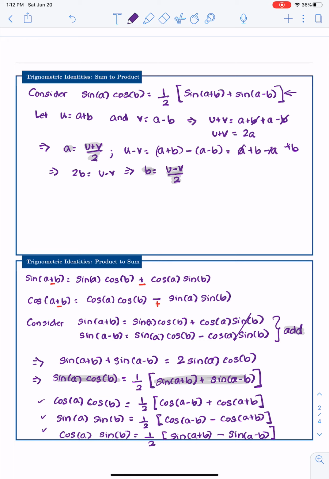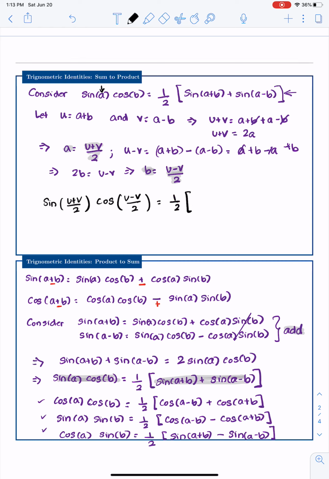So on the right hand side I see A, but it turns out that A is U plus V over 2. So I'm going to change that to U plus V over 2. And I'd have cosine U minus V over 2. And that would equal to 1 over 2.